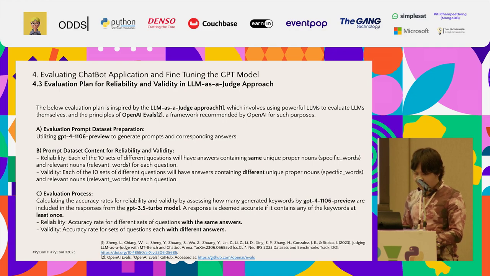The evaluation plan is in three parts, A, B, C, using the LLM-as-judge concept and OpenAI's recommended eval framework. First, we are using the GPT-4 1106 preview model as our benchmark, the model from the demo video. For the prompt dataset, assessing reliability, each set of 10 questions has consistent proper and relevant nouns, ensuring reliable responses. For validity, each set of 10 questions will have distinct nouns, testing accurate responses to valid queries. We'll compare GPT 3.5 Turbo's accuracy before and after fine-tuning using prompts from GPT 4 Turbo. Accuracy for both reliability and validity will be judged based on the presence of keywords in the responses, measuring the fine-tuned model's effectiveness in handling diverse prompts.